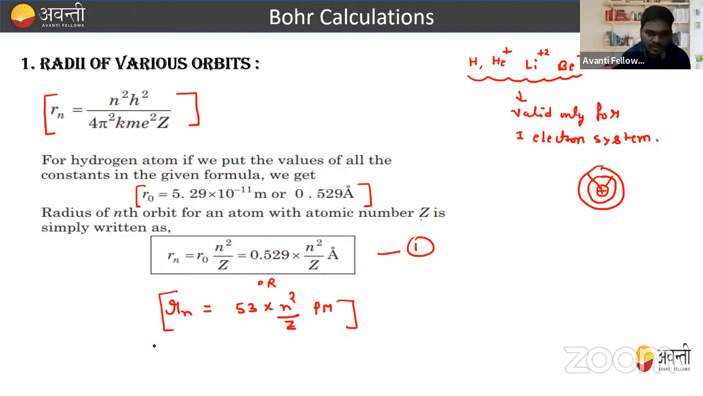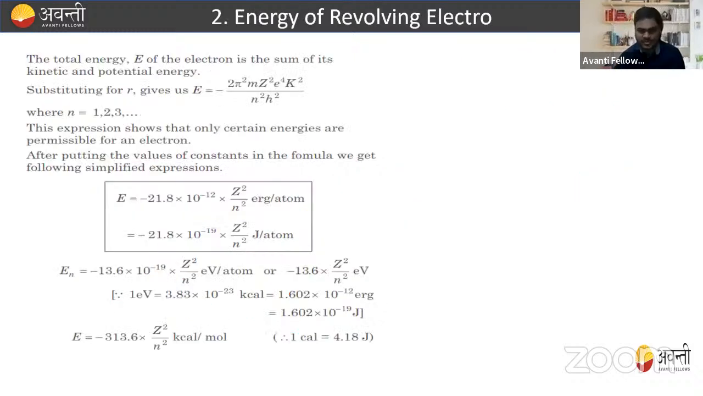From this formula, you can also get to know that the radius is directly proportional to n squared, where n is the principal quantum number. If the number of shells increases, then the radius automatically increases, right? And it is inversely proportional to Z, where Z is the atomic number. Hydrogen has atomic number 1, helium 2, lithium 3, beryllium 4. So we can write the atomic radius like this. Okay. So I hope this is very much clear to you.